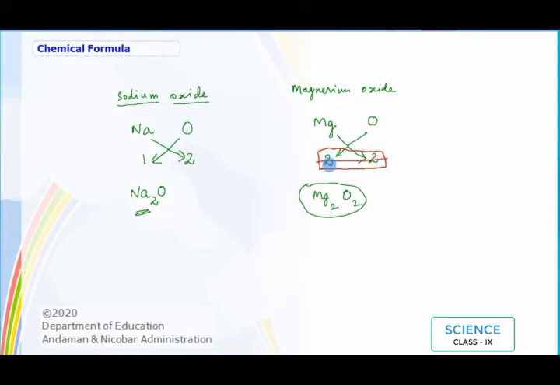So upon cancelling we will get 1 here and 1 here also. We know that wherever 1 is there we need not write it. So the chemical formula of magnesium oxide will be MgO. This way the chemical formula of magnesium oxide can be written.